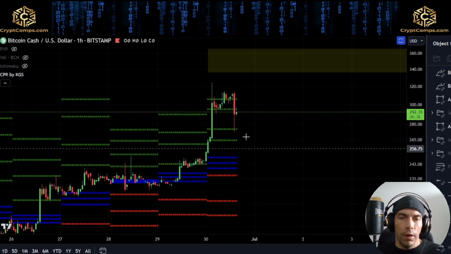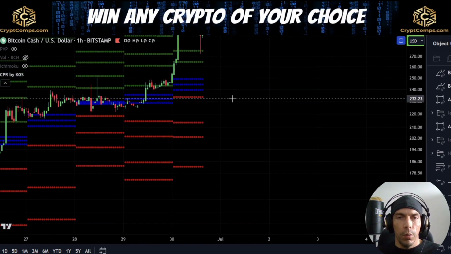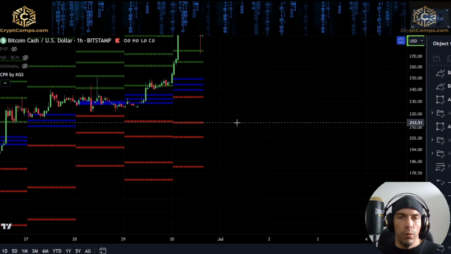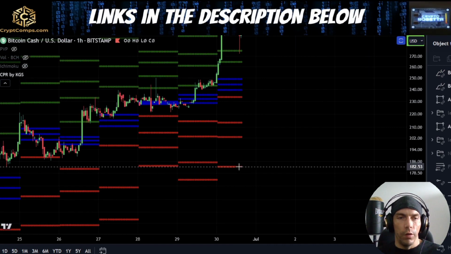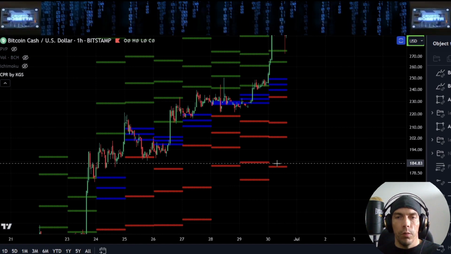However, if we do start to have a deeper sell-off here, we do have some targets here towards this 233, this 213, this level here, this 203, and this lower range here of this 182, which could be interesting to keep an eye on.